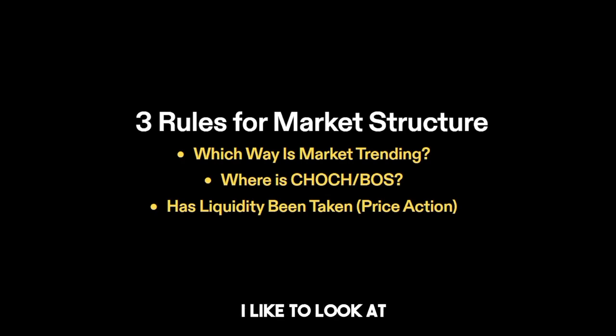Number two, I like to look at where the change of character is and where there is a break of structure, because if I can enter into a trade, I'm going to put my stop loss at a break of structure or a change of character, and I'm going to put my profit target at a change of character or a break of structure. So you really need to understand where this is to help you get those higher risk to reward trades and understand where to put your stop loss, where to put your profit target, where to enter and where to exit. And then finally, has liquidity been taken?